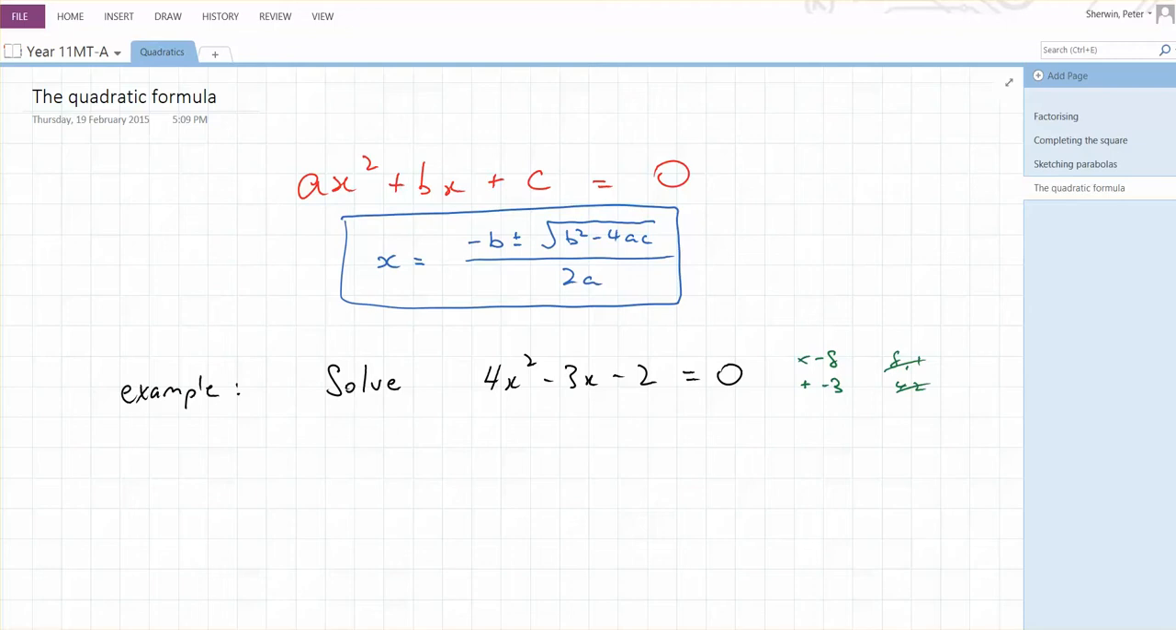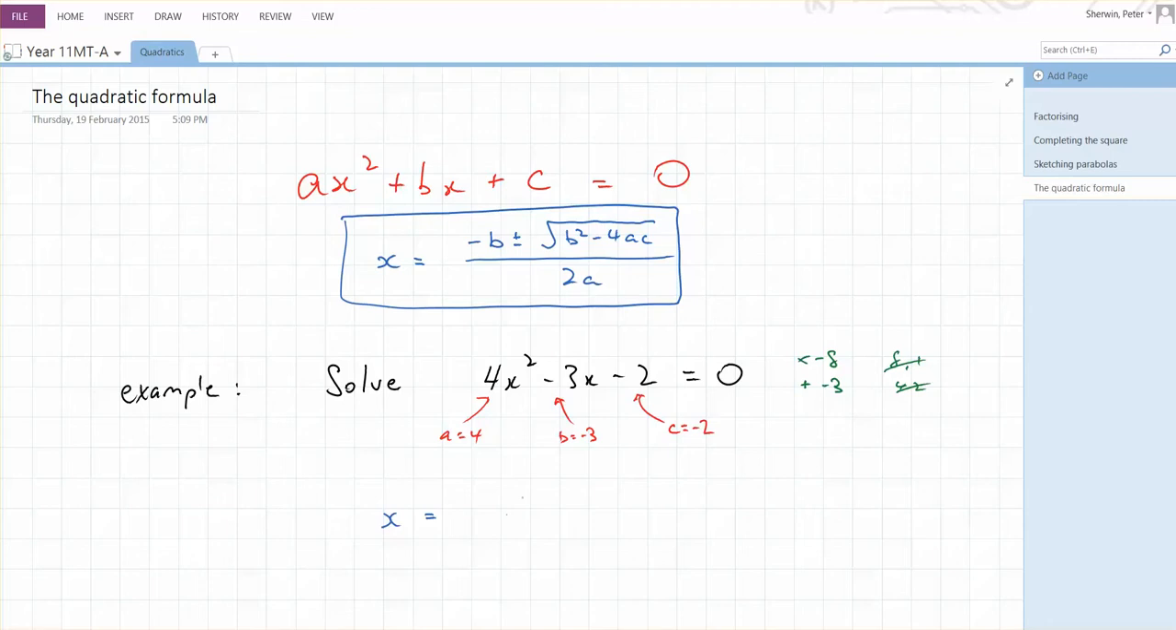So how do we do that? Well, it's just a matter of identifying a's, b's and c's. So that's our a, so a is equal to 4. This here is our b, the coefficient of x, and that's minus 3. The sign is obviously of crucial importance, and c is minus 2. So let's now go ahead and use the formula that helps to solve this equation for us.